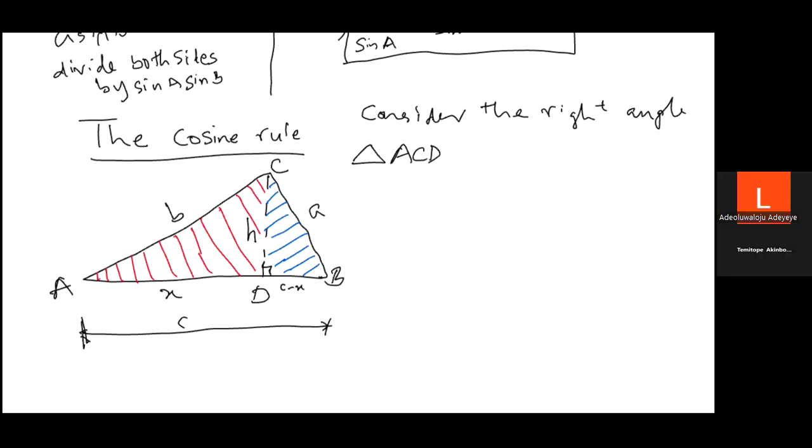Now, because it's a right angle triangle, I can use Pythagoras theorem. Since this is a perpendicular here, we have two right angle triangles embedded in triangle ABC. So the part ACD is a right angle triangle. By Pythagoras, the square of B, which is the hypotenuse, equals the sum of squares of the opposite and adjacent side. So B squared equals X squared plus H squared. Call that equation 1.